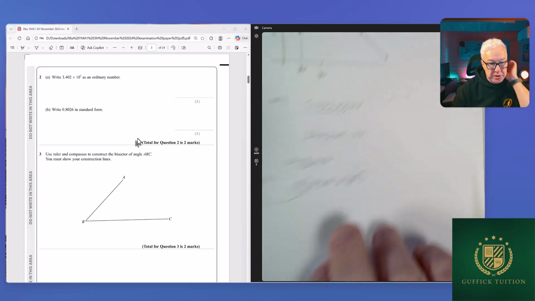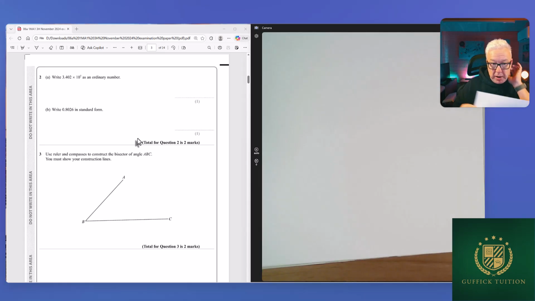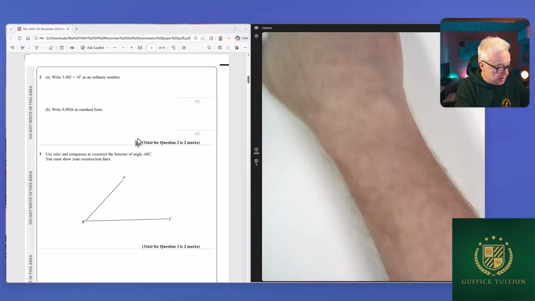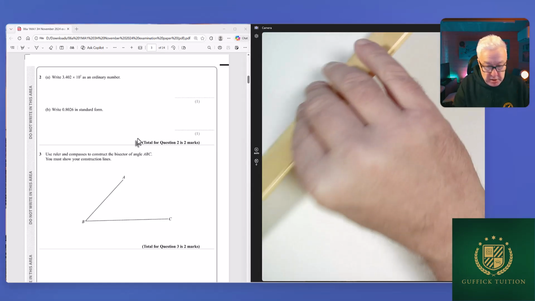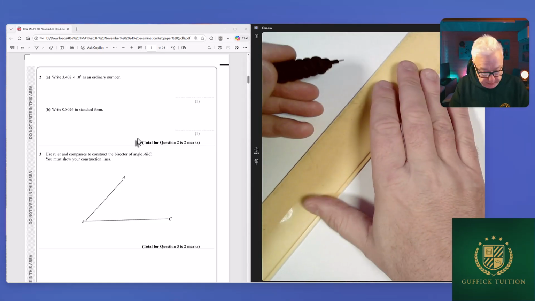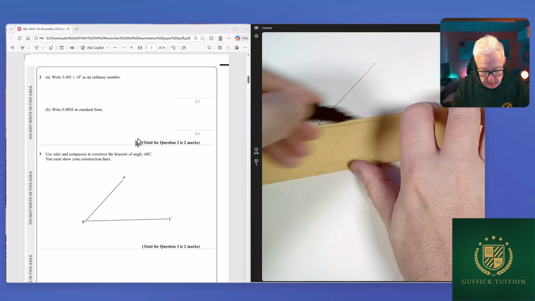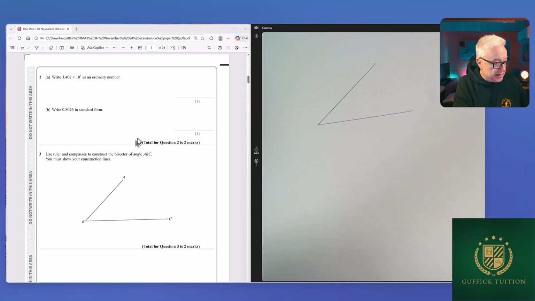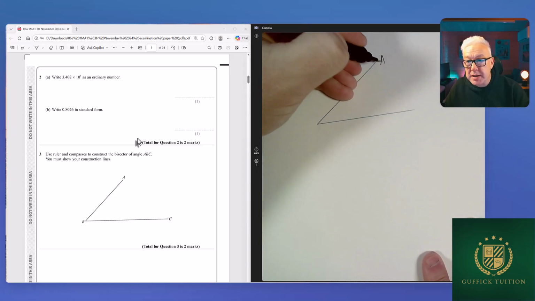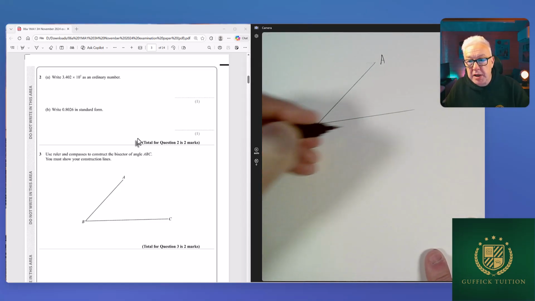Next question, use a ruler and compass to construct a bisector of the angle ABC. So first of all, let us draw the two lines. So here's a couple of lines. Okay, there they are. And we've got to basically construct an angle bisector of this. So that is A, that is B, that is C.